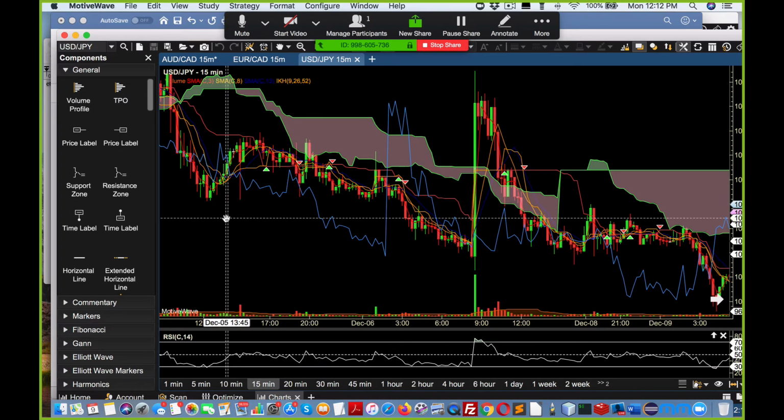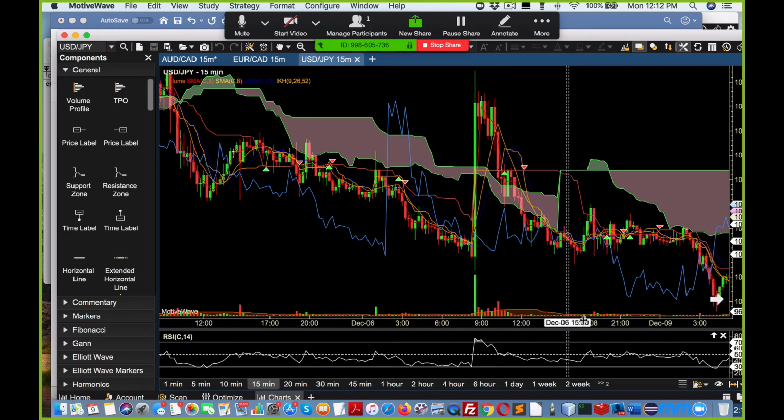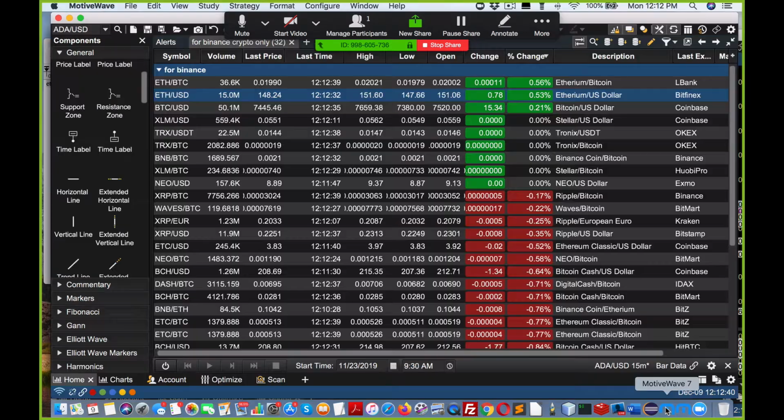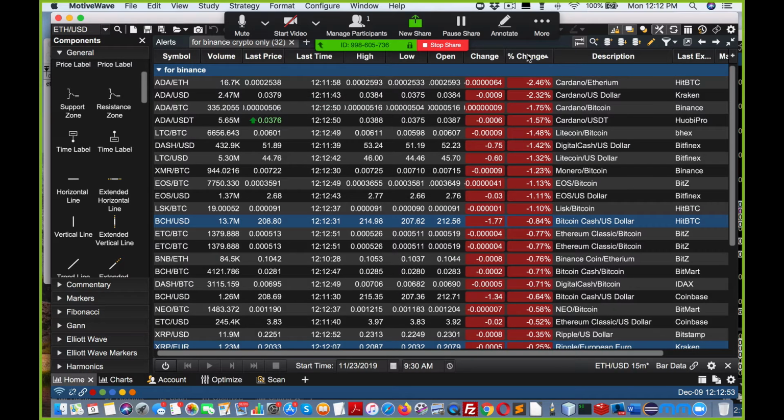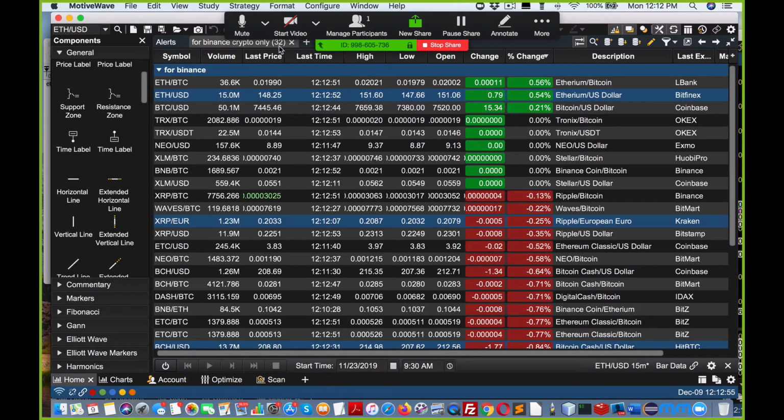Okay, so that is the Forex. Crypto's been an absolute nightmare since yesterday. Like crypto, when it goes down hard, you can see here these are the only positive ones right now out of how many pairs? 32 pairs. So it's only Ethereum, just slightly positive, and slightly positive with Bitcoin.